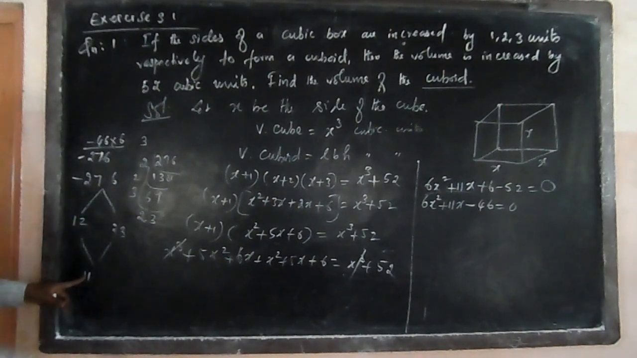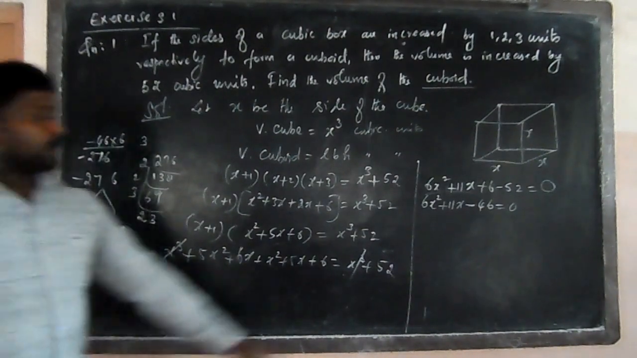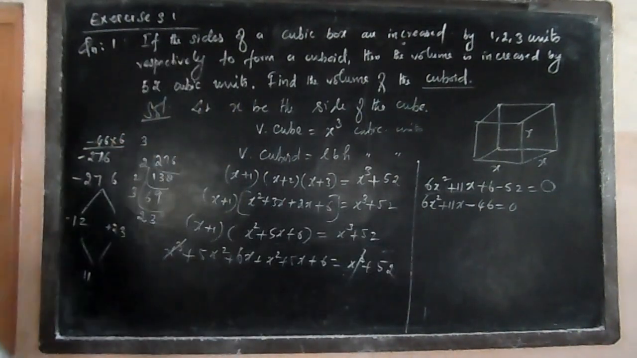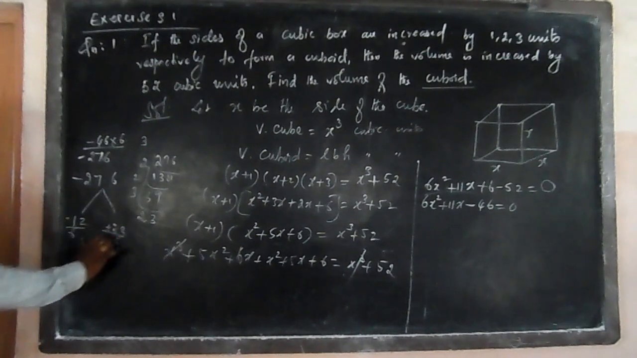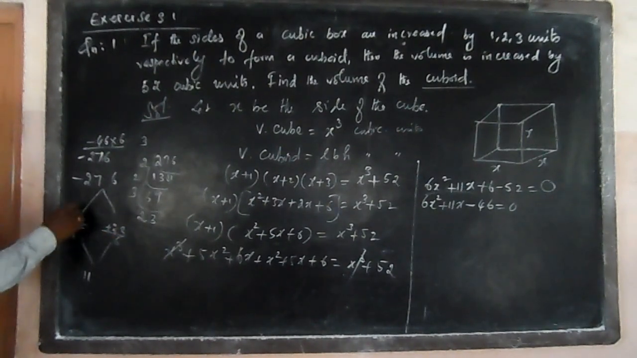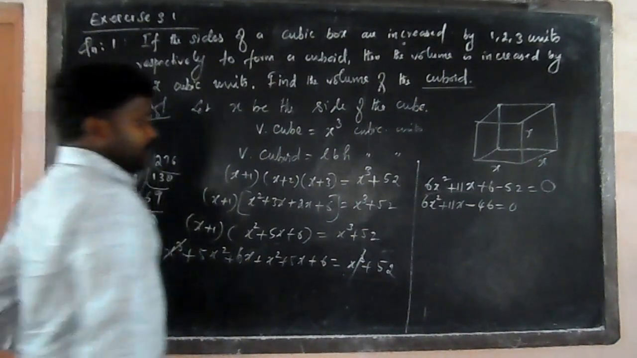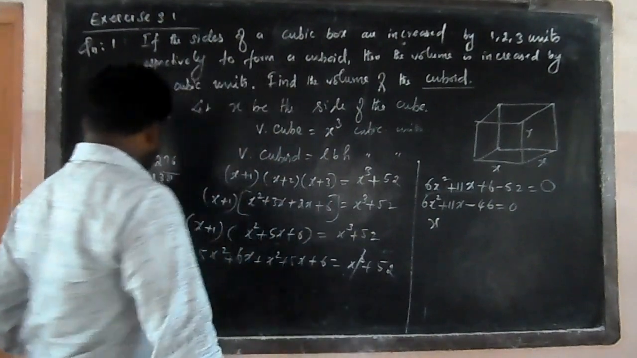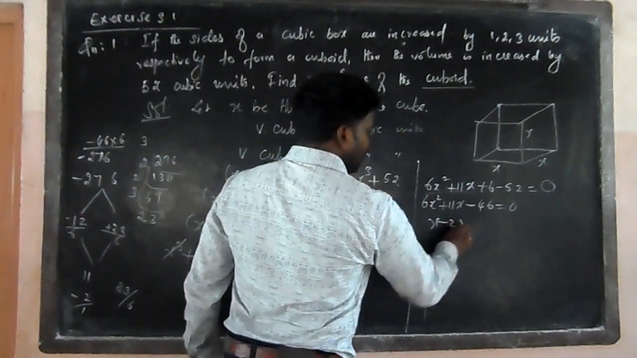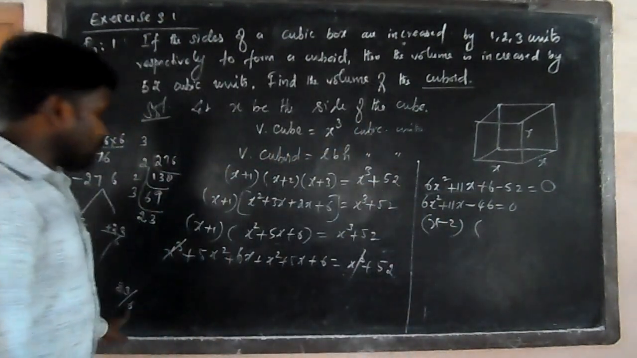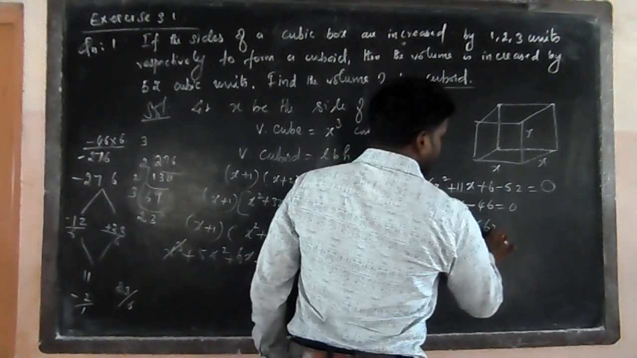But I want plus 11. So the larger factor, 23, must be positive and 12 negative. Coefficient of x square is 6, so divide by 6 here. Here also 6. So this is cancelled, and minus 2 will come. This we can cancel. So 23 by 6, and 1. So (x minus 2) into (6x plus 23).